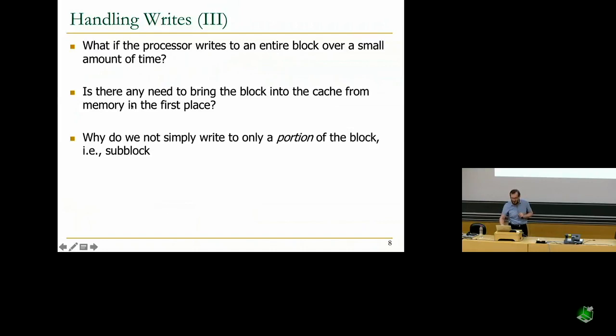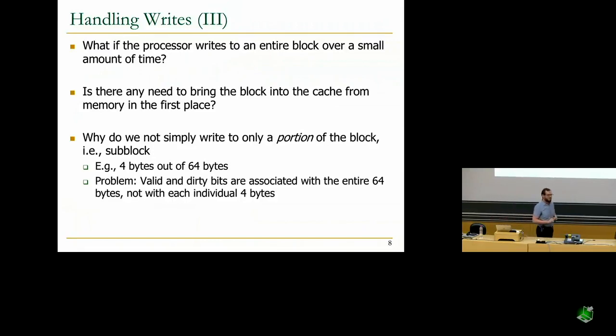Basically, the key question is, why do we not simply write to only a portion of the block whenever you have a store? And this is called a subblock. For example, 4 bytes out of 64 bytes. So you need to change the cache structure to be able to do this, because you have a problem, right? The cache that we've discussed, the 64 bytes, was a block. And you had valid and dirty bits associated with the entire 64 bytes, not with each individual 4 bytes. You cannot really write to just these 4 bytes and assume that everything is okay. You cannot say, oh, the block is valid, because what happens to the remaining 60 bytes, right? You didn't bring it from memory.